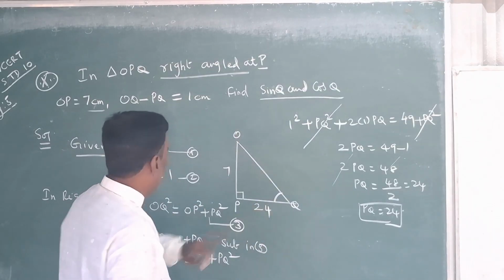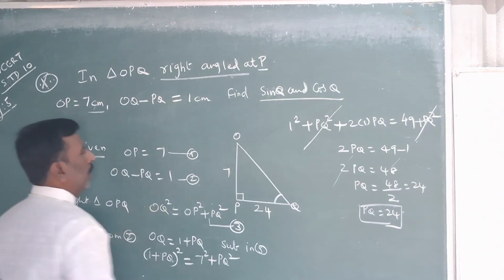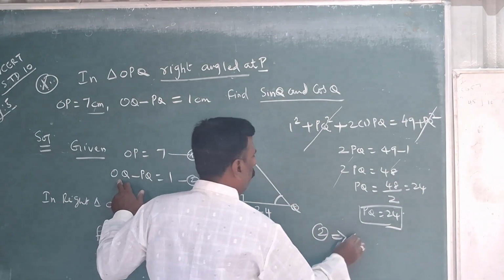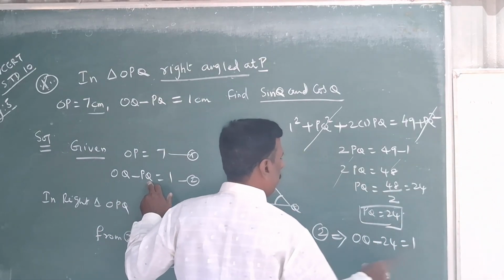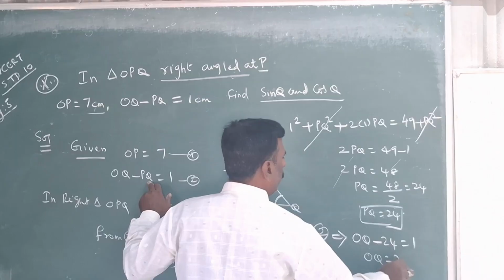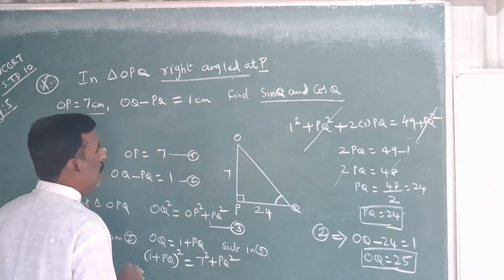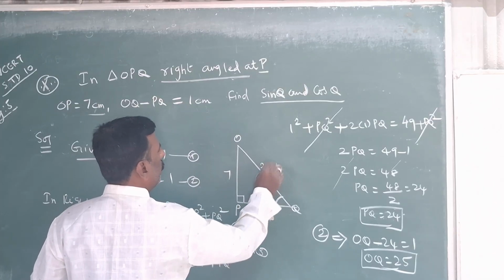Then we need OQ. You know very well OQ minus PQ equal to 1. So from equation 2, OQ minus PQ 24 equal to 1. Then the value of OQ equal to 24 plus 1, 25. So we find all the sides 7, 24. The OQ hypotenuse is 25.